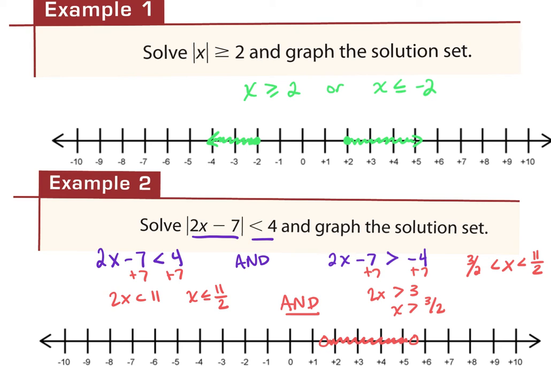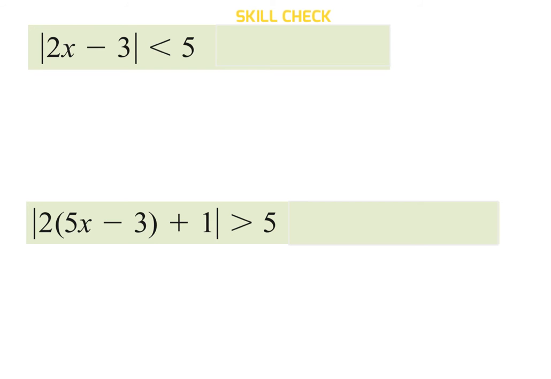All right. So if you get your absolute value by itself and it's greater than, it's going to be an or. Absolute value by itself less than, it's going to be an and. All right. So you're looking for compound inequalities here. You're going to create two of them. All right. So I want you to try a couple of these.